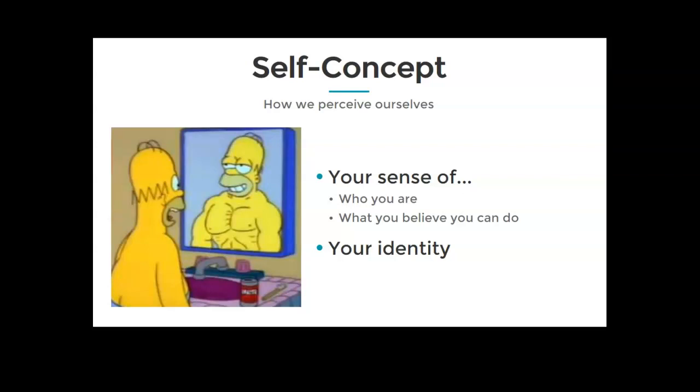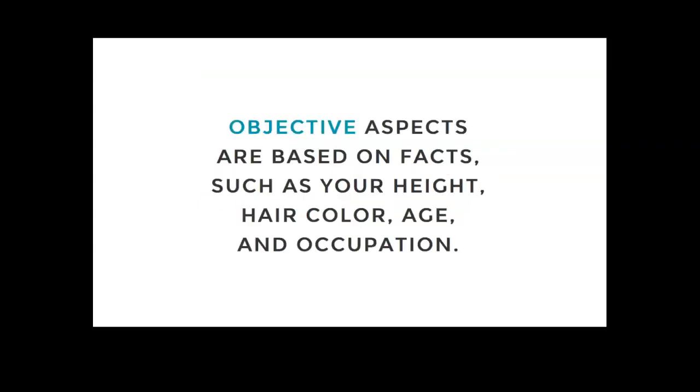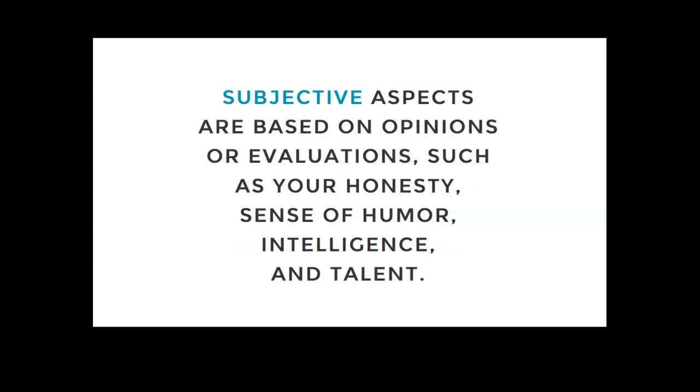So in the book, self-concept is a combination of self-image, how you see yourself and describe yourself to others, and self-esteem, how you feel about yourself. And of course, self-concepts are going to be partly subjective. So for example, we'll have objective aspects like your height, your hair color, your age, or your occupation. Those are things that are going to generally be fact, but we'll have subjective.